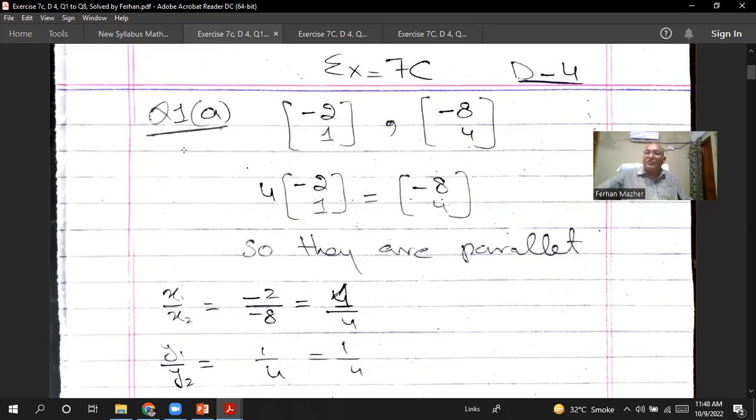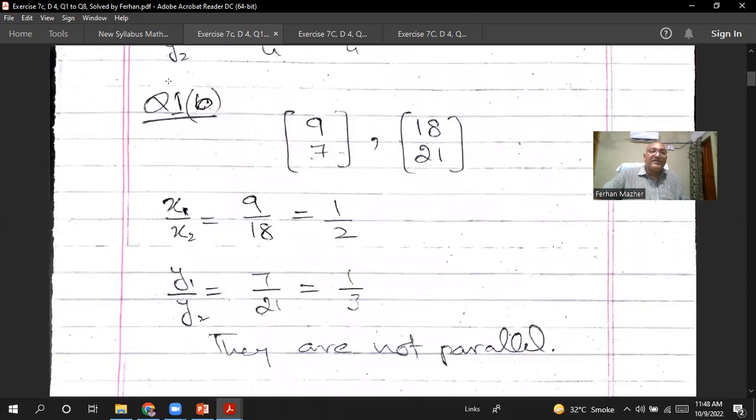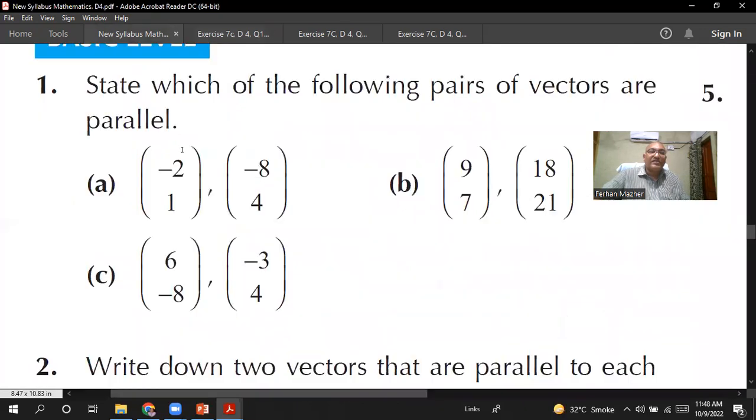Another way is if you multiply a column vector with a number, with a fraction, and you get exactly the second column vector, then they are parallel to each other. So this is also a method of doing this. Okay, so that was question number 1, its A part. Okay, so we are going to the next question.